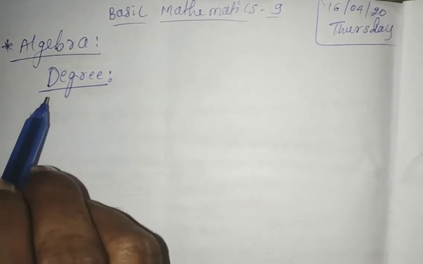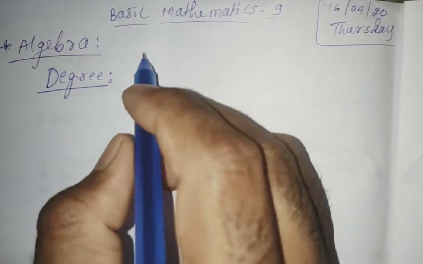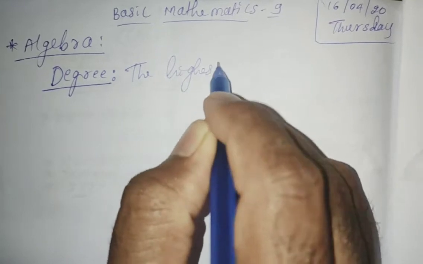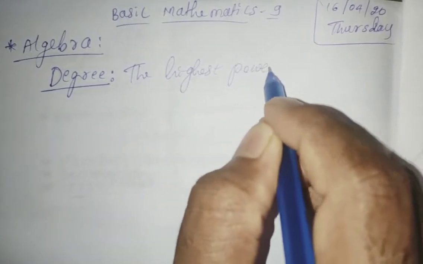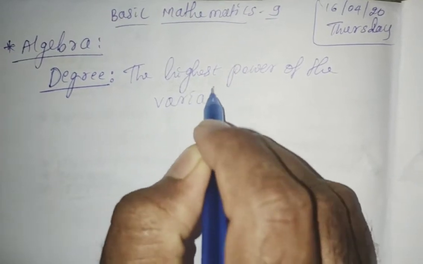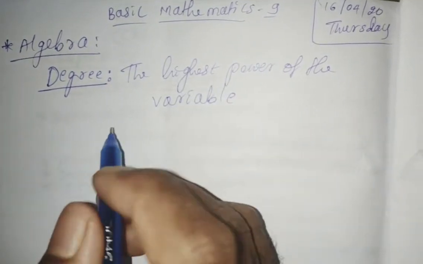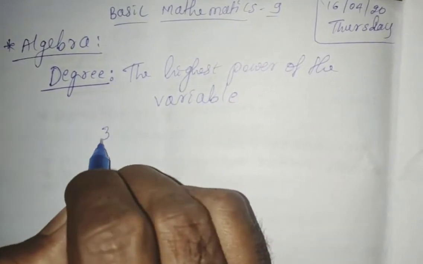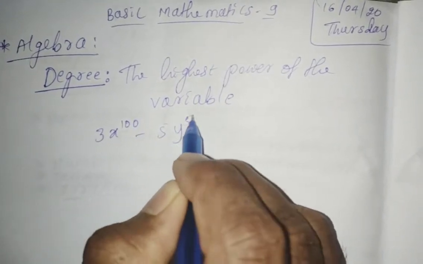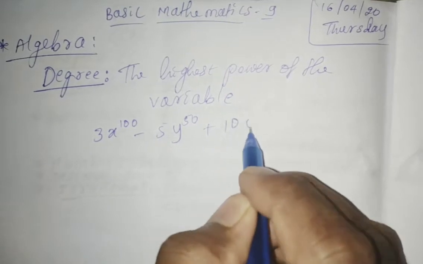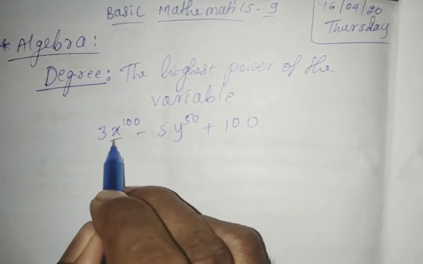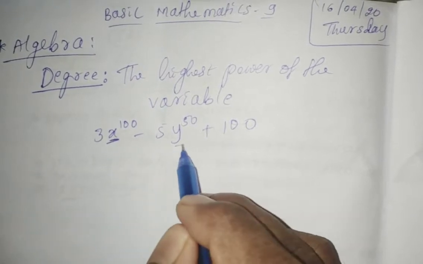You should understand this. Degree means the highest power of the variable. Once again I repeat this, the highest power of the variable in an algebraic expression. In any algebraic expression, you can take one example like 3x raised to 100 minus 5y raised to 50 plus 100. In this, x is one variable, y is another variable.